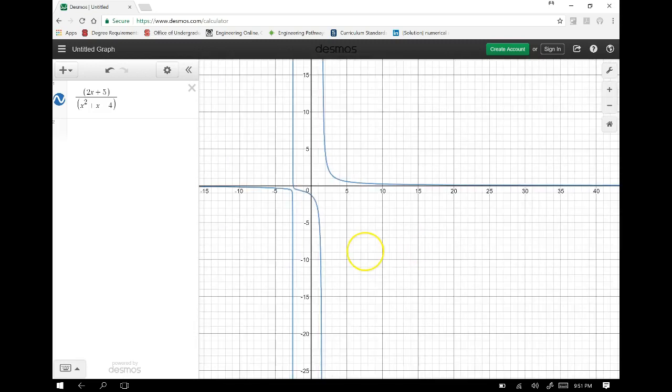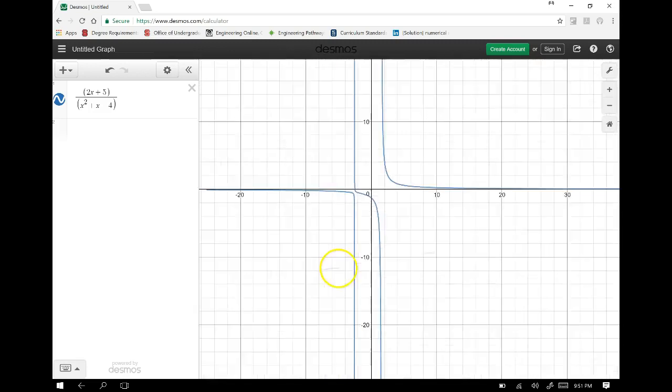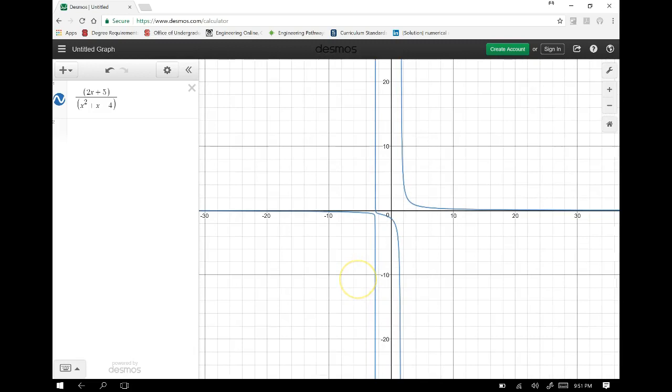Now, some really crazy stuff is happening in the middle, but they're not asking us about that. They're just asking us about the end behavior. What's happening far off on the left and far off on the right. It's going to 0 because the bottom's bigger.